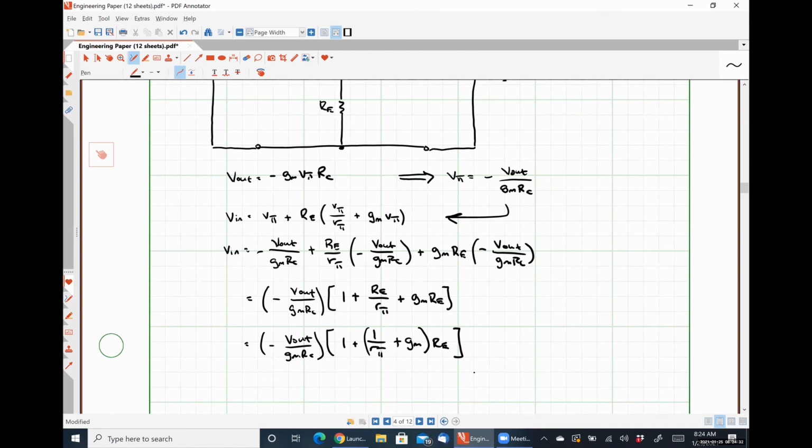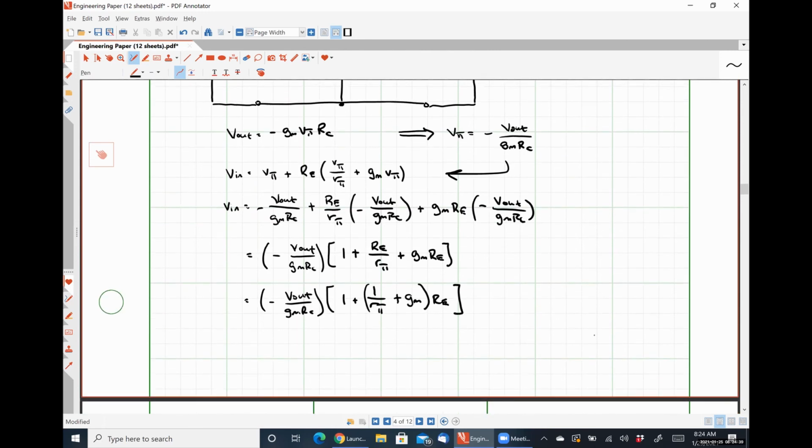All right, and finally then, my voltage gain, defined to be V out over Vn, is negative GM RC divided by the quantity 1 plus R pi to the minus 1 plus GM times RE.